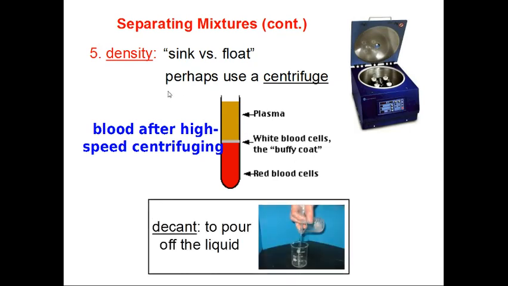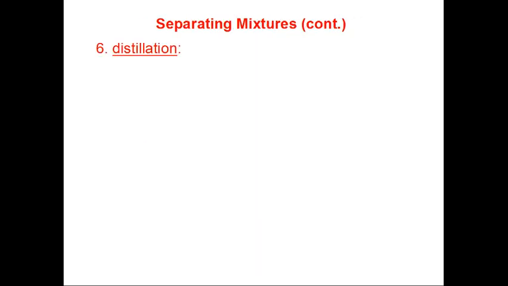You can also use density to what's called decant. So if you have a mixture where there's some visible particles in some water and they're all at the bottom, well, if you pour very, very slowly, then you're going to pour the water off of the top of the other particles. But it's not perfect, and so we don't use that much.